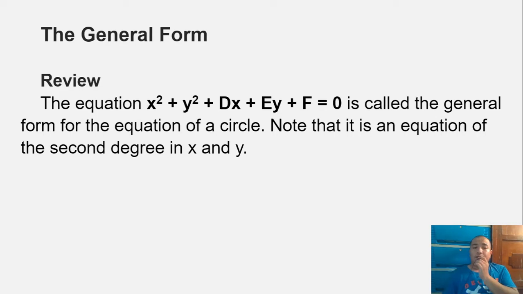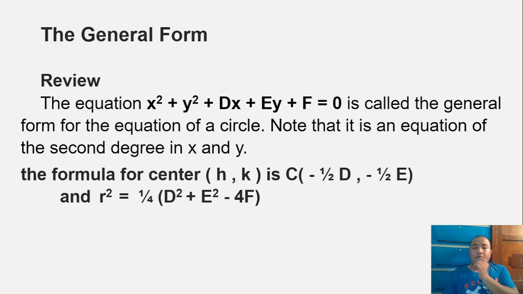So the equation x squared plus y squared plus dx plus ey plus f equals 0 is called the general form for the equation of a circle. Note that it is an equation of the second degree in x and y. And the formula for the center is (h, k), which is equal to (negative 1 half d, negative 1 half e). That means h is negative 1 half d and k is negative 1 half e.